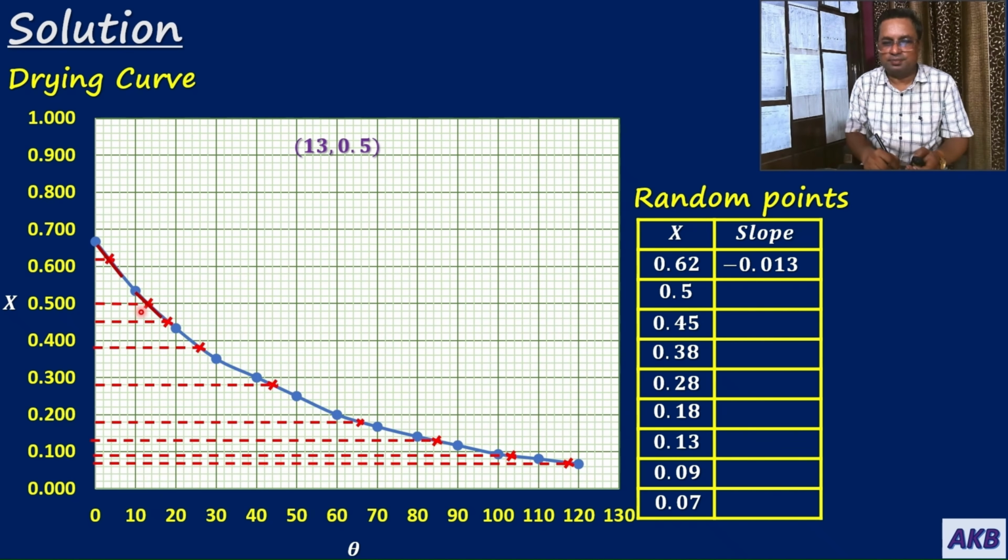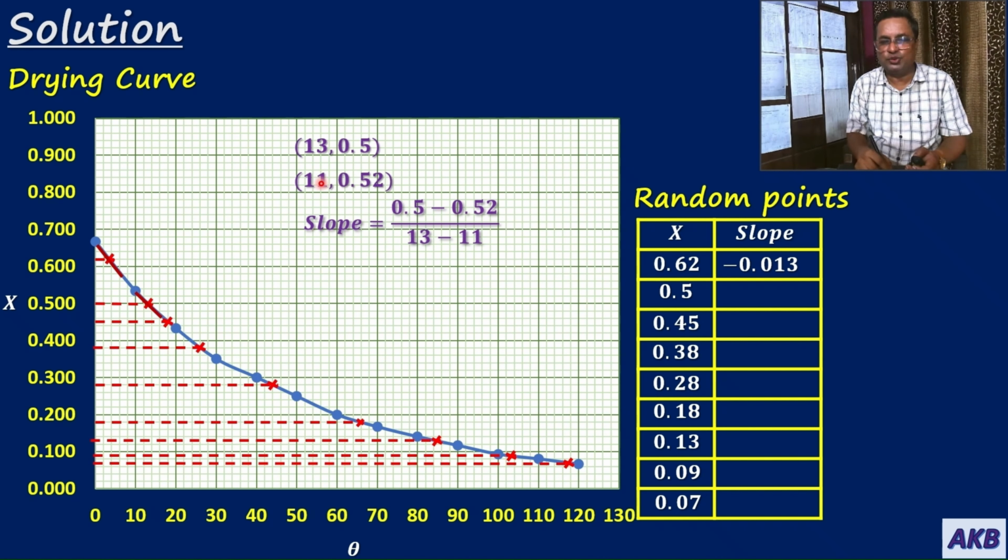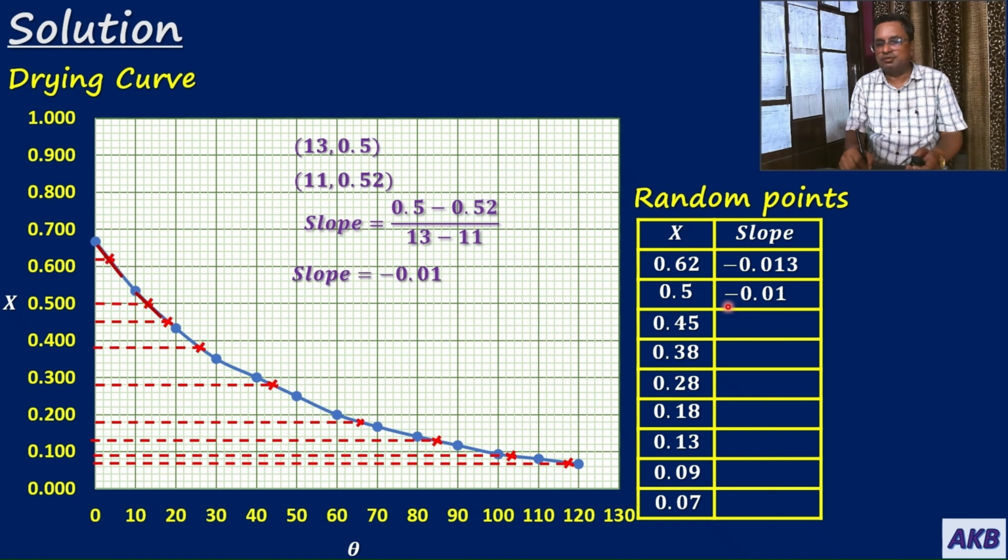One is the random point that I have selected, and it has coordinates of 13 and 0.5. The other point that I have selected on this tangent is having coordinates of 11 and 0.52. So now I can easily find out the slope of this tangent. So slope is 0.5 minus 0.52 divided by 13 minus 11. So slope comes out to be minus 0.01, and I will note down that slope over here. So at x is equal to 0.5, the slope of the tangent is minus 0.01.